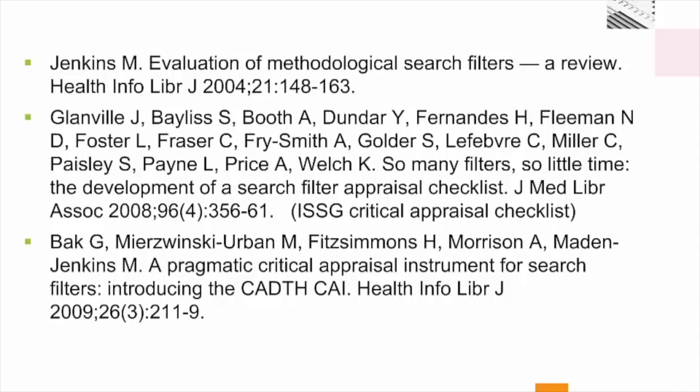And then the third critical appraisal tool by Back and colleagues is really a tool that's aimed at people who've got quite a bit of experience of appraising search filters. So it's a bit more pragmatic, a bit more high level, less detailed, less hand-holding. So if you're experienced at appraising, an experienced user of search filters and know what you're trying to compare, then Back is probably quicker to use than the ISSG filter critical appraisal checklist.